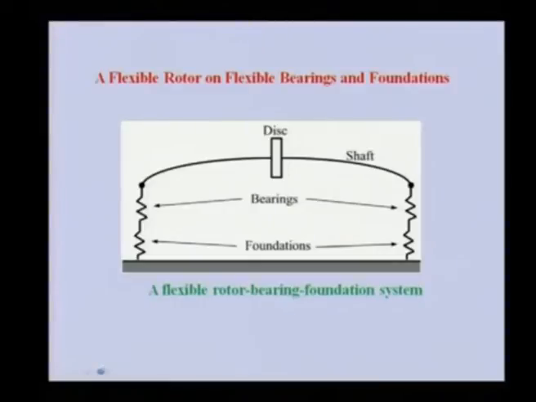So, here you can see that we have the disc, the shaft is flexible, the bearing is there, and then the pedestal or foundation is there. So, basically we need to obtain the effective stiffness, how this particular disc is experiencing at the bottom due to the shaft, bearing and foundation.